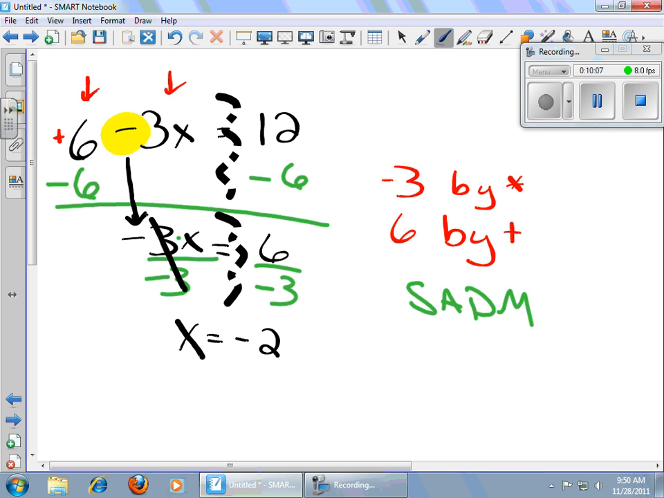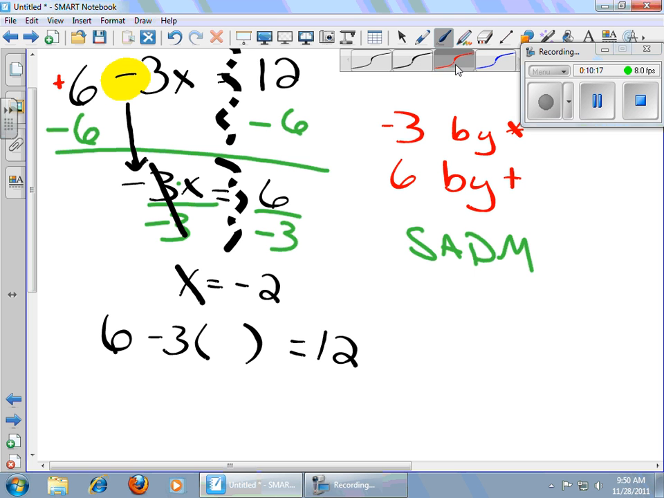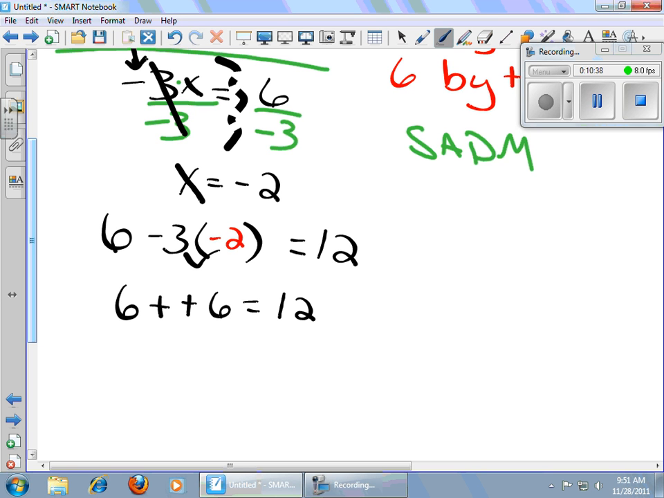I will go ahead and check my work. The original equation was 6 minus 3, I'm going to put a parenthesis there, equals 12. Instead of writing the x, I'm just going to fill in that parenthesis with the negative 2. Now I'm going to use PEMDAS, the order of operations, to do my work. It tells me to do multiplication first. So I'm going to do 6 minus, 3 times negative 2 is negative 6. 6 minus negative 6 is the same as plus a positive. So therefore 12 equals 12, and I get all my checks.